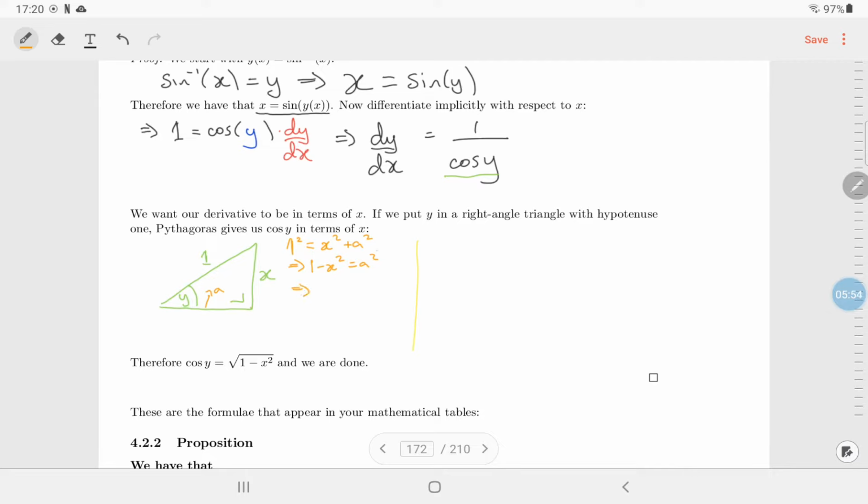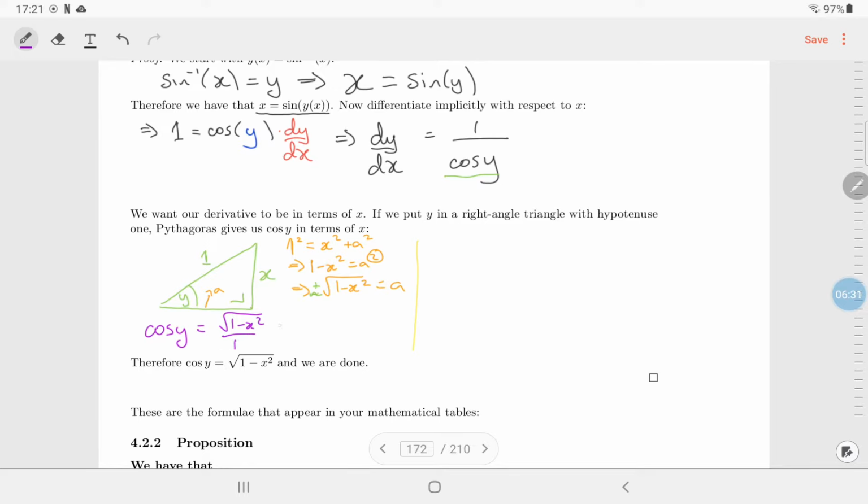Now, ordinarily, there are 2 solutions, and we will see that. So if I take the square root of both sides, but as I said, there are 2 solutions, plus or minus. But in fact, because a is a side length, I just need the plus one. So a is equal to, that side there is, square root of 1 minus x squared. And therefore we can write cos of y is equal to adjacent, which is square root of 1 minus x squared, over hypotenuse, which is 1.